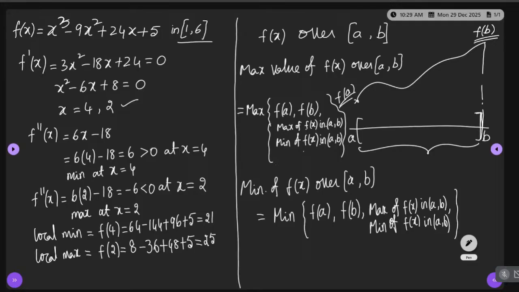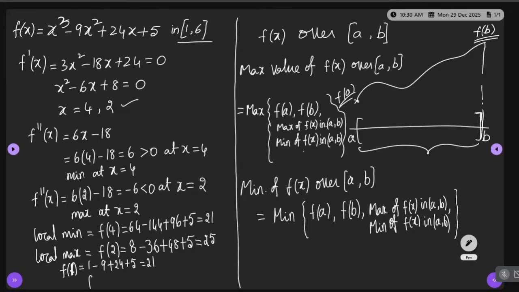What is f of 2? f of 1: 1 minus 9 plus 24 plus 5. What is it?